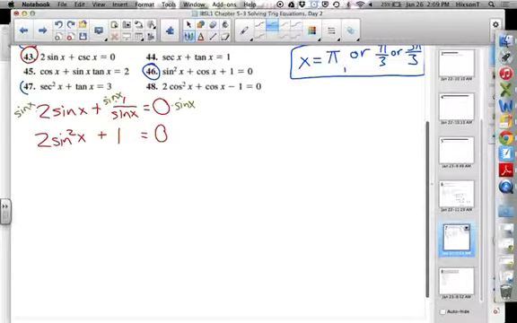Now, one thing with this one, if I subtract 1 from both sides and then divide by 2, I now have sine squared x equals negative 1/2. So is that undefined? Well, let's think about this. If I square root it, what do I get? Plus or minus?